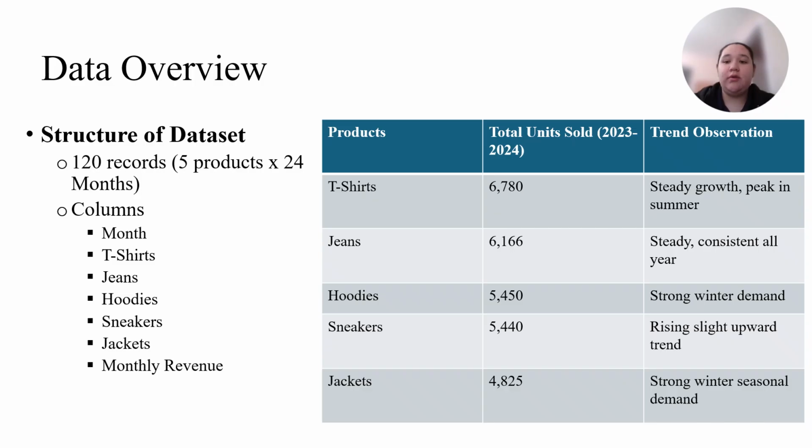T-shirts had a steady growth and they peaked in summer. Jeans were steady and consistent all year round. Hoodies had a strong winter demand. Sneakers have a slight rising upward trend, and jackets as well had a strong winter seasonal demand.